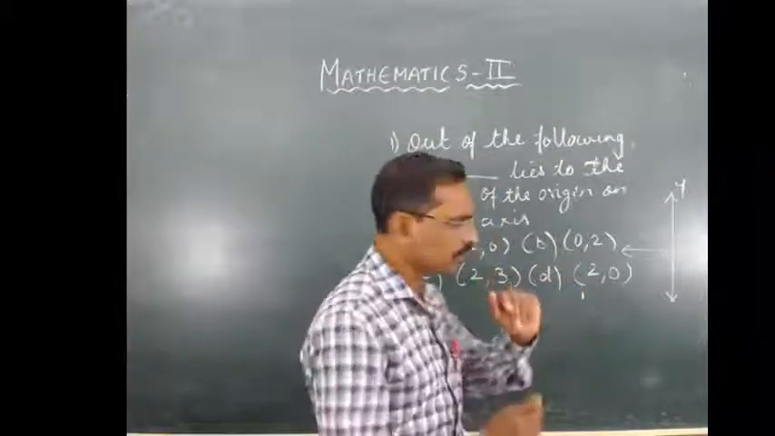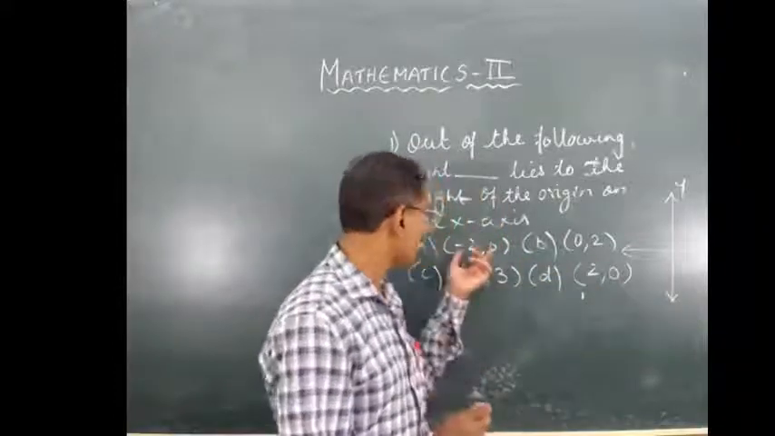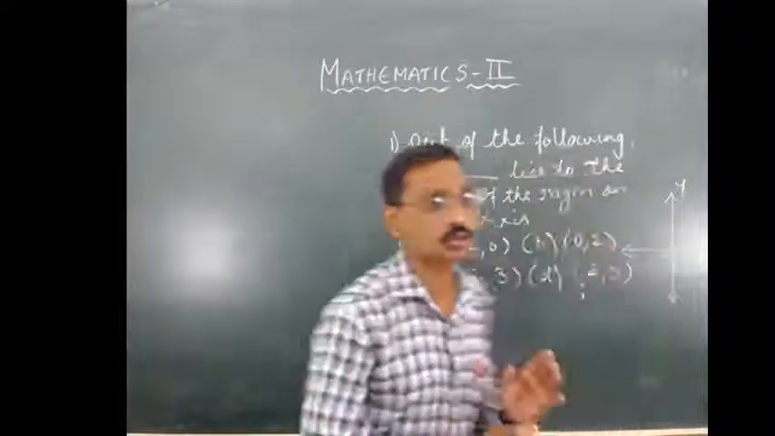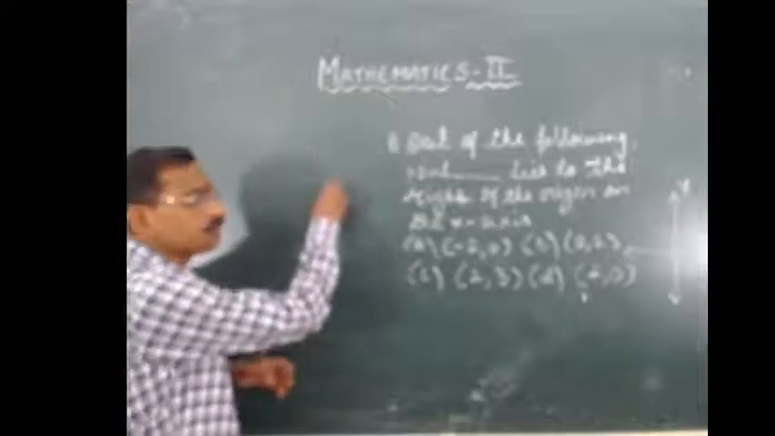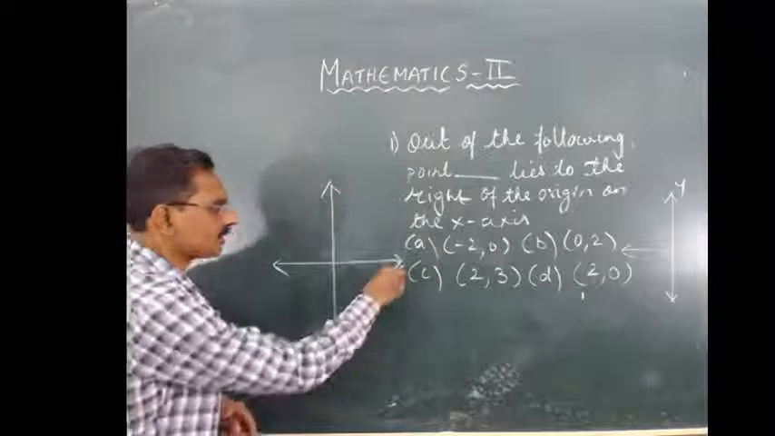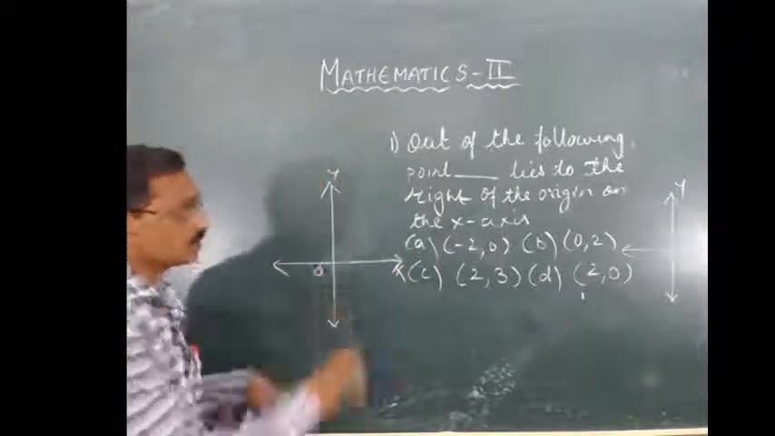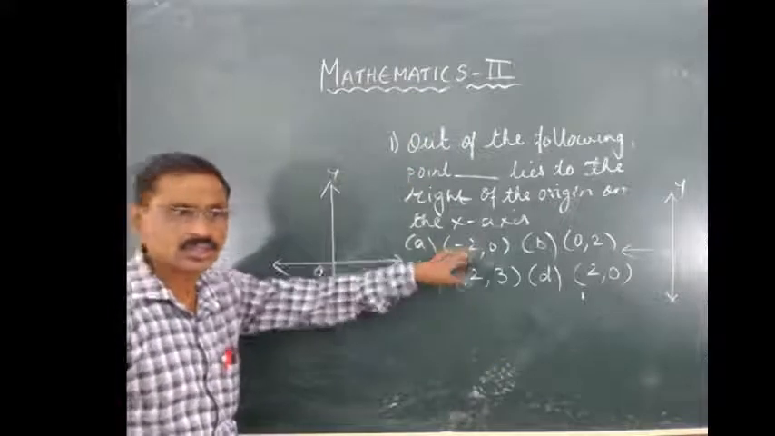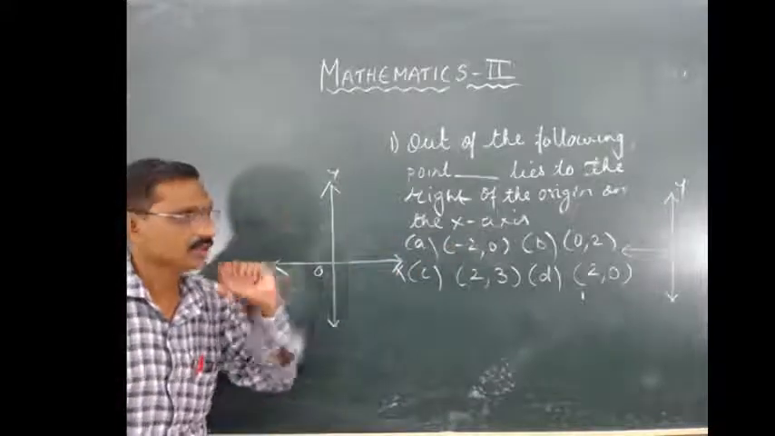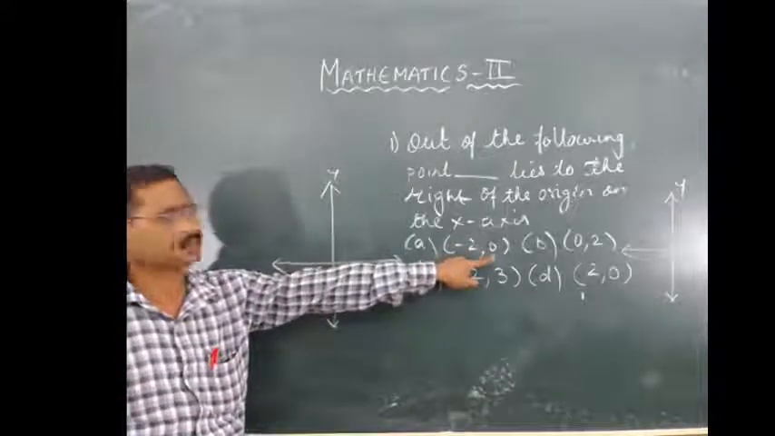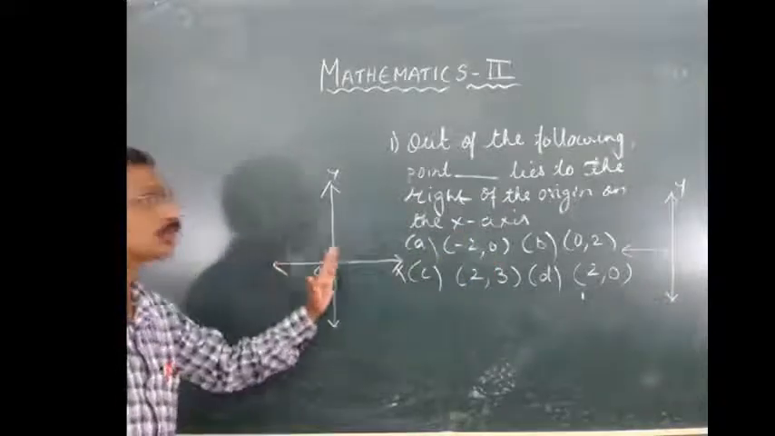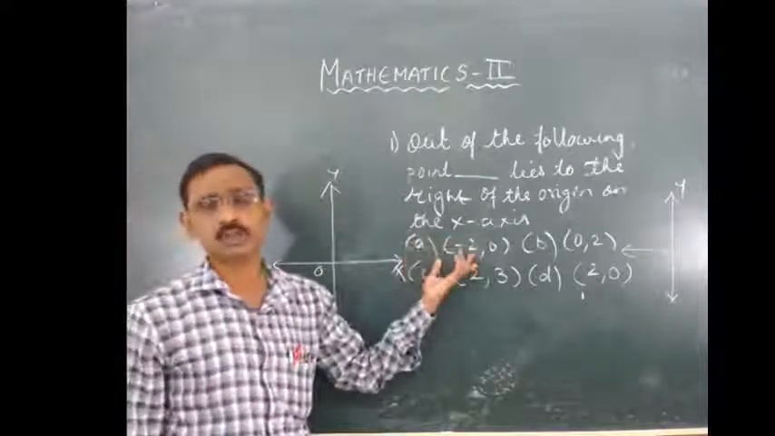So look at the first point. We'll go option by option. Our first option says -2, 0. Let us draw the x-axis and the y-axis. This is the origin. Where does -2, 0 lie? This is the y-axis. On the y-axis we have 0, on the x-axis we have -2, and minus comes on the left hand side. So this option cannot be right.